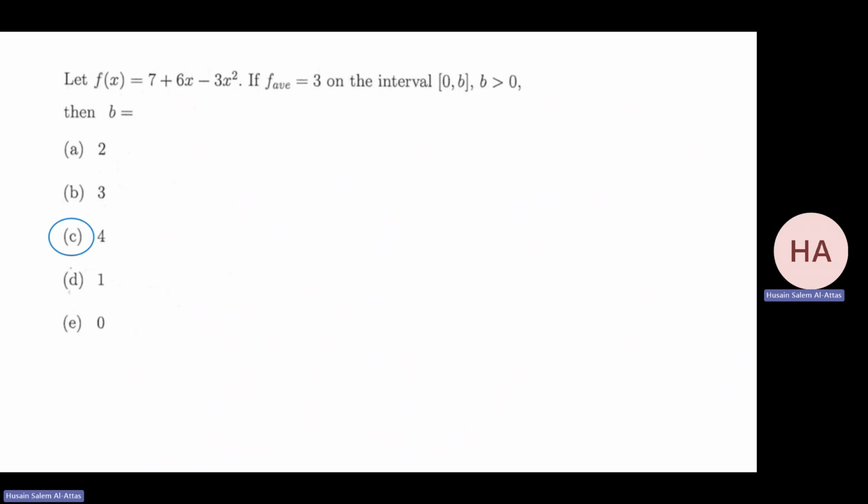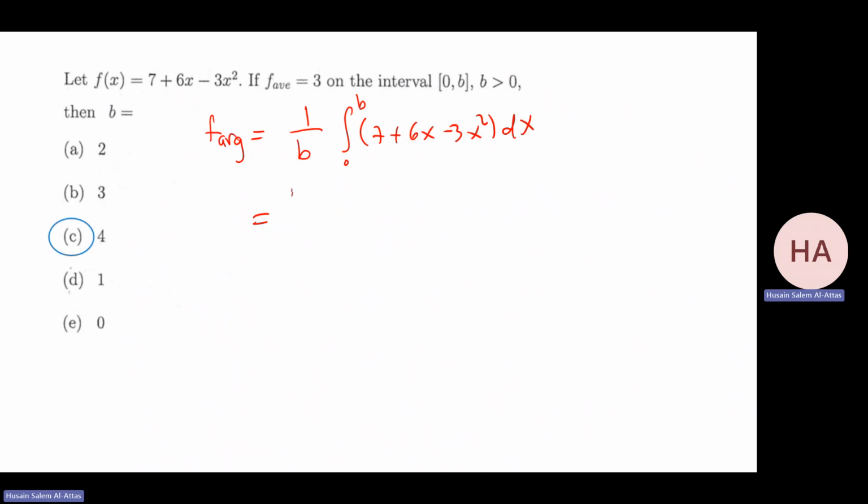Same idea. If the average equals 3, find b. The same idea, it's repeated. Now we are seeing it. It's 1 over b. He said b is positive. Integral from 0 to b of 7 plus 6x minus 3x squared dx. What will this one be? Yeah, it's kind of calculation now. I think it's not that difficult.